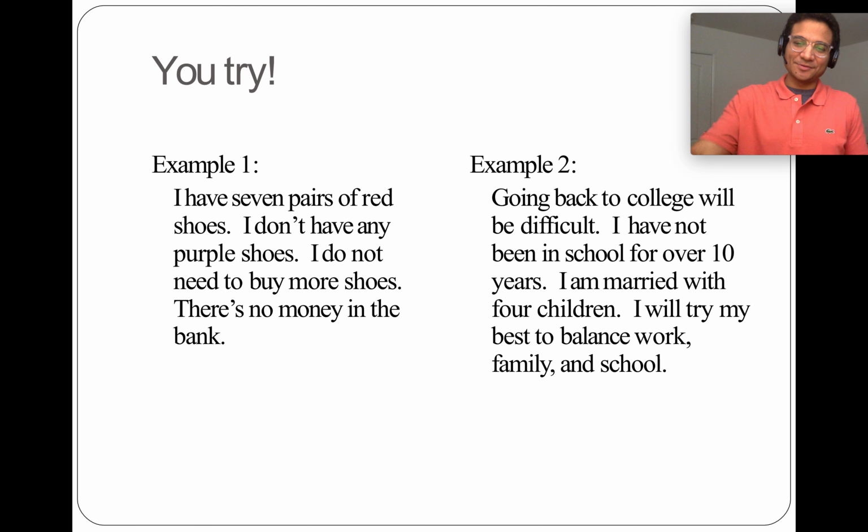And here's an example. Here's two examples. Just listen, okay? I have 7 pairs of red shoes. I don't have any purple shoes. I do not need to buy more shoes. There's no money in the bank. Yo, okay, one moment you're talking about shoes, and then you're talking about money in the bank. So you as a writer understood how that's connected or interrelated, but you left it so implicit, you left it in the air. No, you need to have the transition. You need to make it clear how those ideas are connected.